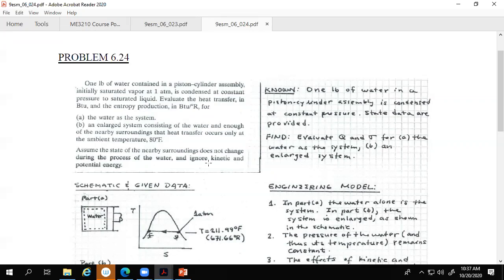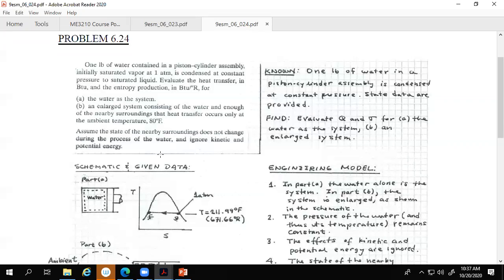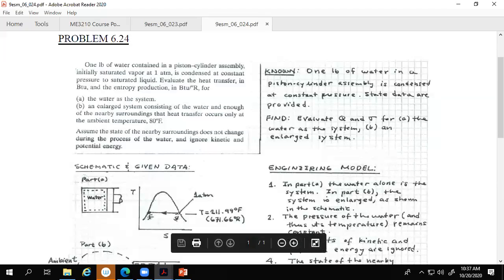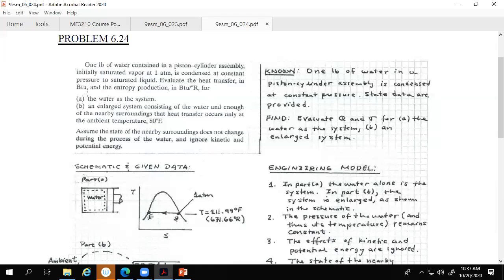Okay, so we got our friend, a piston cylinder. 1 pound of water contained in a piston cylinder assembly, initially saturated vapor at 1 atmosphere. So we're going to start at saturated vapor, and it is condensed at constant pressure to saturated liquid. So we're just going to start over here, and we're going to condense this thing in the piston cylinder. Evaluate the heat transfer in BTUs and the entropy production in BTUs per degree Rankine for water as the system.